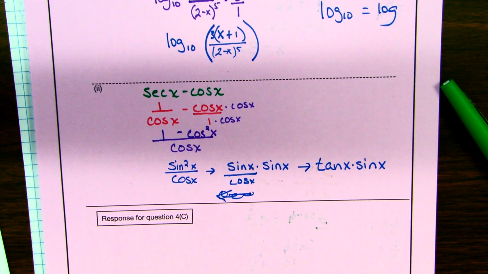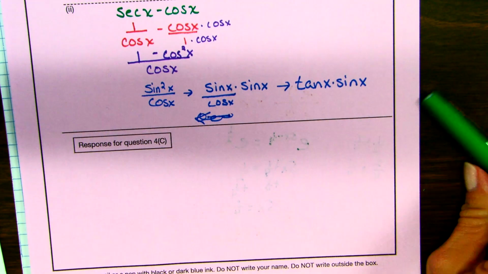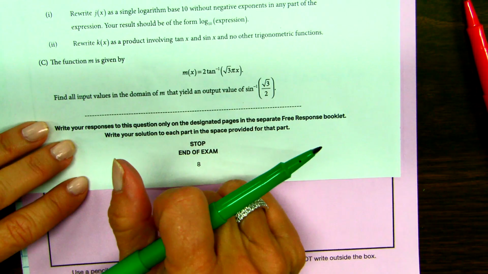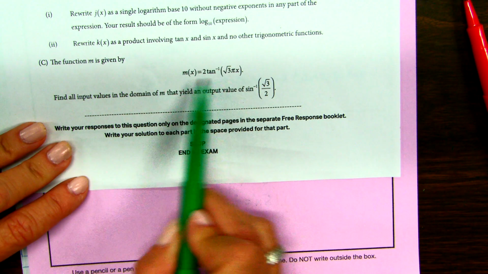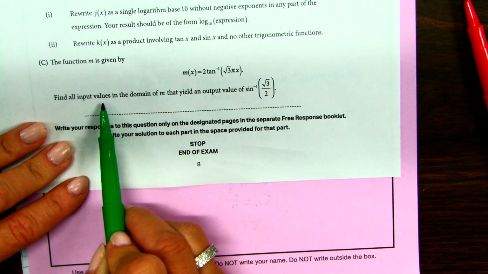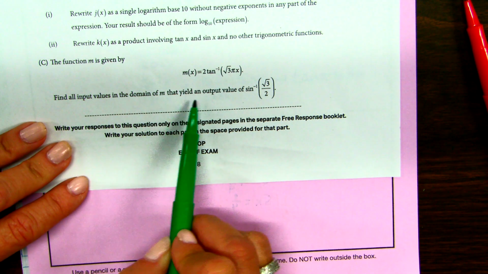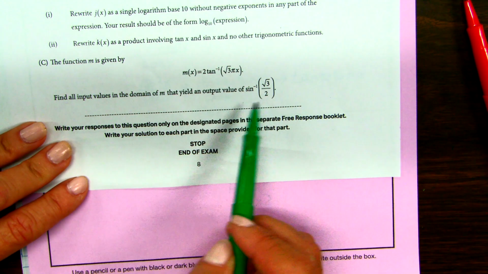All right, and the last one's probably the worst, and I think this is a little bit harder than you might see. Starting with the directions, part C is the same as part A. It's just written in another language. It's like translated. The function m is given as this. Find all input values. Input values are x. Find all the x values in the domain of m that yield an output value of this. Output is y. So it's the exact same question.